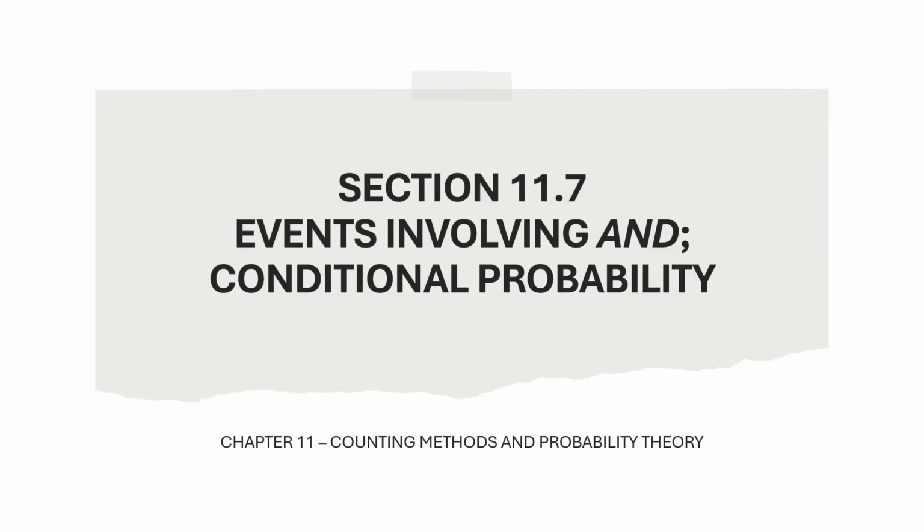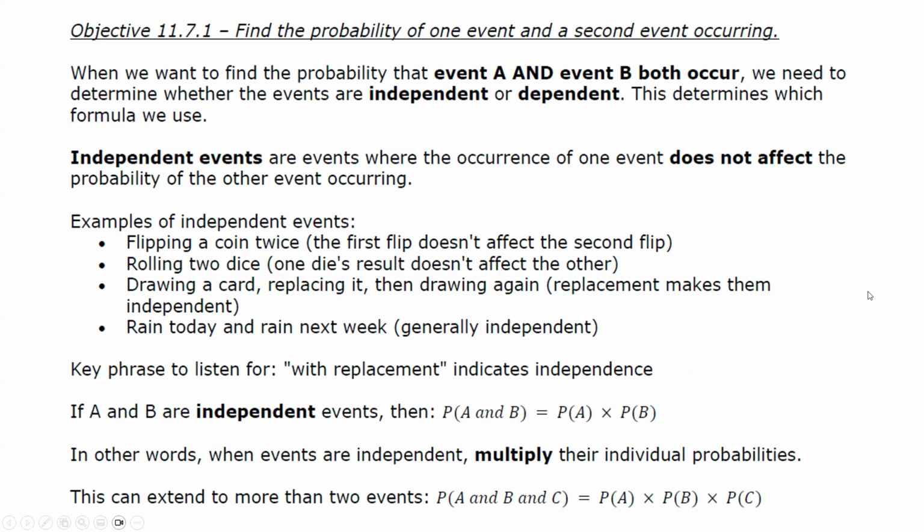Welcome to section 11.7, events involving "and" and conditional probability. Objective number 1: find the probability of one event and a second event occurring.